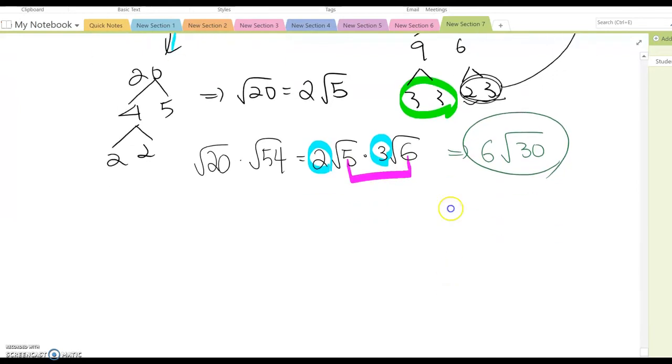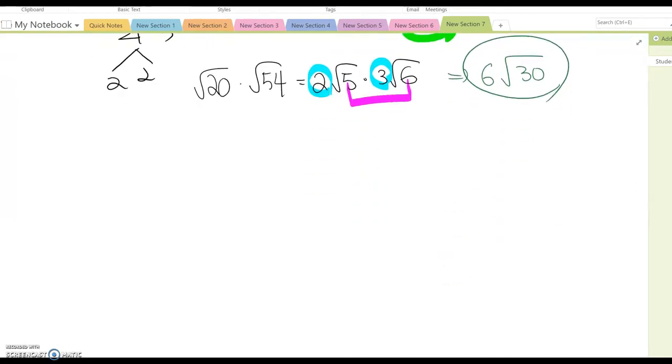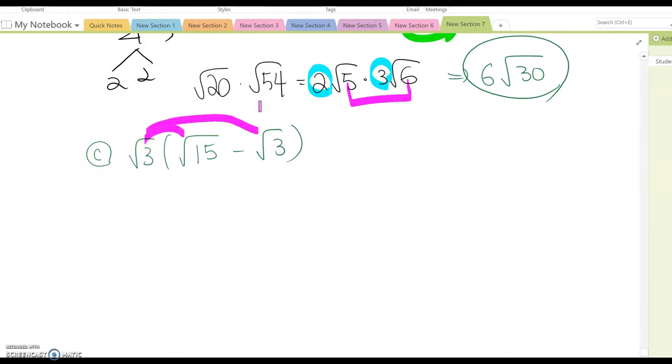So let's do a little bit harder question, like letter C. Root 3 times root 15 minus root 3 here. So basically, in this case you need to distribute. Okay, then this will be root 45 minus root 9, right?